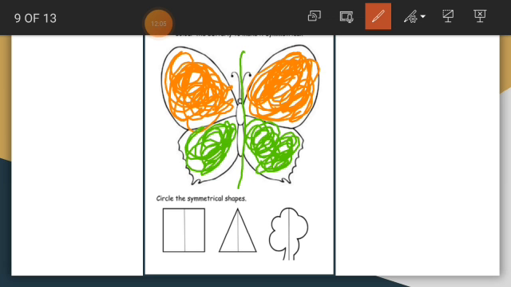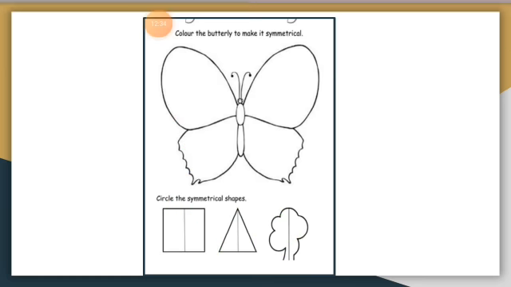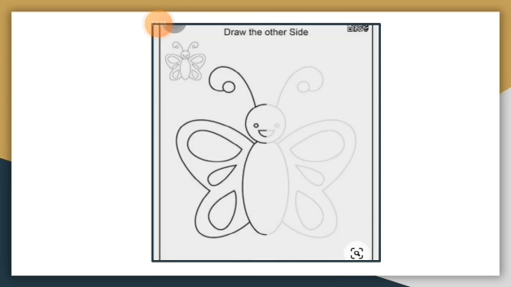Okay. Now the second part is circle the symmetrical shapes. Now from these three shapes, your first shape is symmetrical because both sides are same. This triangle is also symmetrical, so I will also circle this triangle. This tree is not symmetrical, so I am going to put a cross on it. Okay. These are symmetrical and this is not symmetrical. Okay, now move to the next slide.